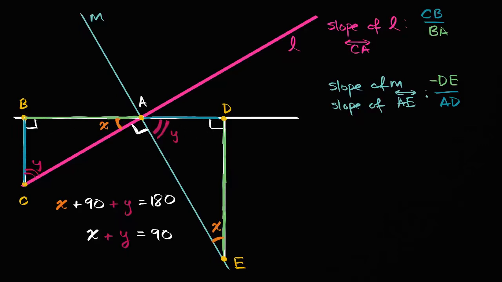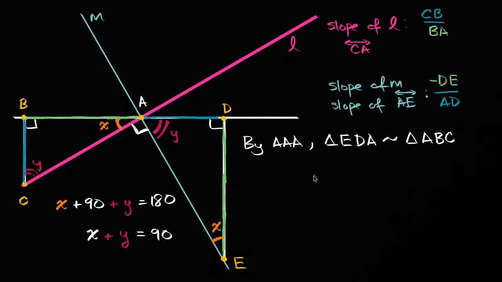So just by angle, one of our similarity postulates, we know that triangle EDA is similar to triangle ABC. And that tells us that the ratio of corresponding sides are going to be the same.